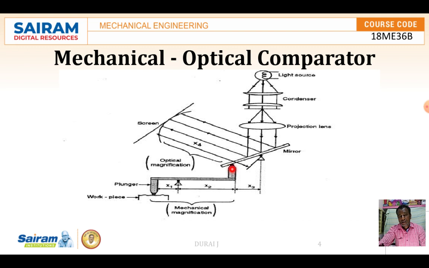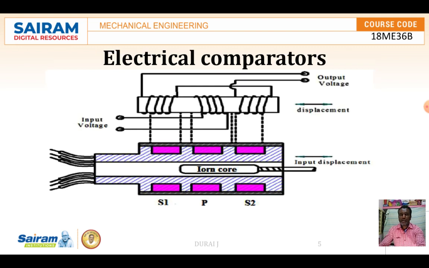So due to that, here the pivot is going to change its position, so that the beam will be deflected. The deflection rate we are going to measure with the help of the screen. Okay, so this way we are going to measure the variation in the component. Okay, so this is called the mechanical optical comparator.